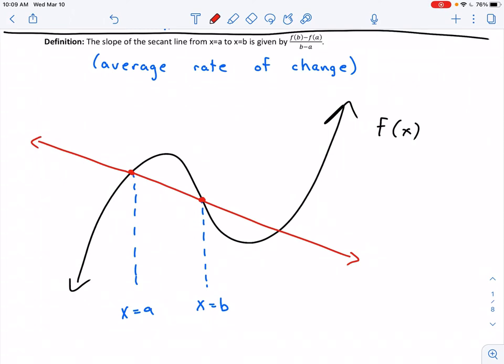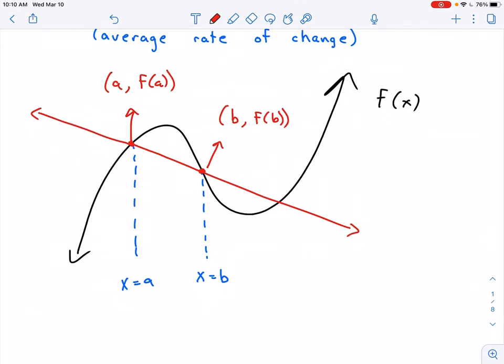Now, this is something we know how to do because really what we're doing is just finding the slope of this line. This point right here is a comma f of a. And this point right here is b comma f of b. And we're just using the slope formula on those two points. So we're saying, okay, the slope of that red line is f of b minus f of a divided by b minus a. So this is something that we're more familiar with, something that we know how to do.